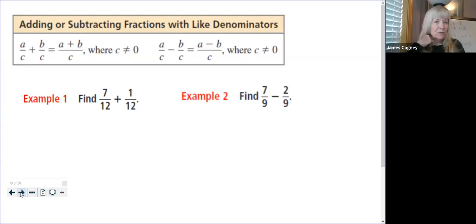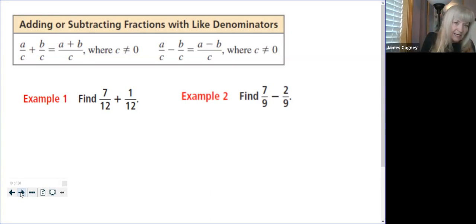Now, adding or subtracting fractions with like denominators is pretty easy. If they both have the same denominator, I am just going to add the numerators, or the top, and I'm going to copy down the denominator. If I'm subtracting, I just subtract the top, and I copy down the bottom one.